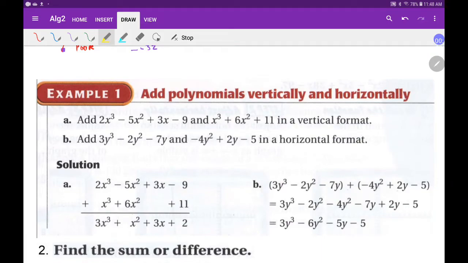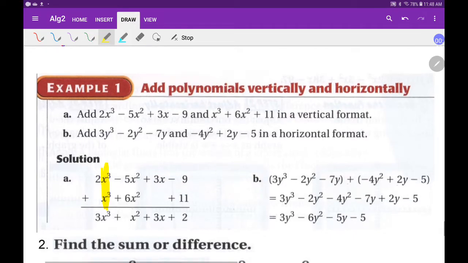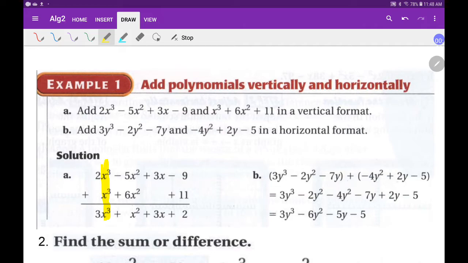So they have two different ways of looking at this. The first is horizontal, and I suppose that makes the most sense. We line up the x to the thirds, we get an x to the third. We line up the x squareds, we get a result that's x squared. We line up the x's, there's only one x, so we're stuck. And we line up the constants, and we get a constant. So that's all fine and good.